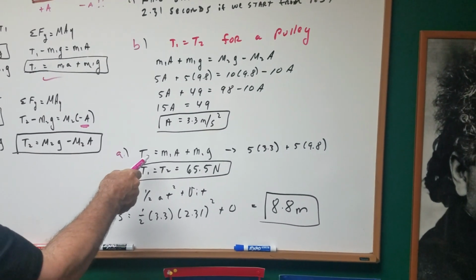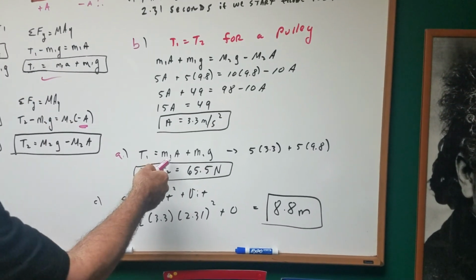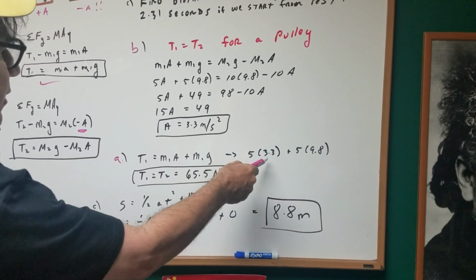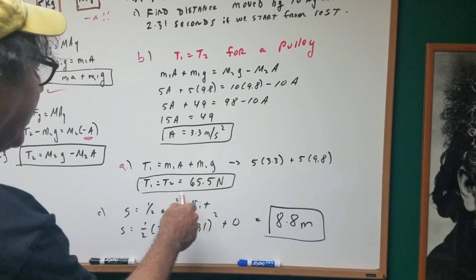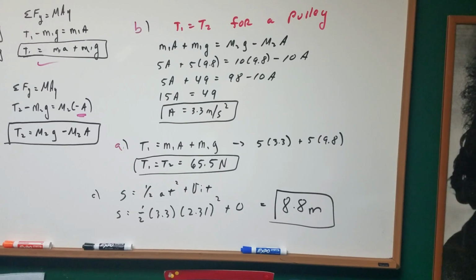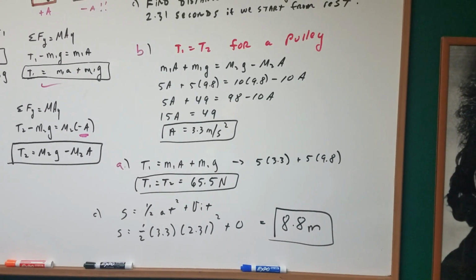In order to get the rope tensions, I can use either one of these equations. Let's use the first one. T1 is M1A plus M1G. There's M1, there's the A that we just got, there's M1 again, there's the G, and I solve, and since T1 is T2, either one would have given me 65.5 newtons.